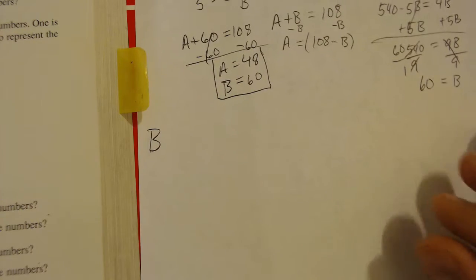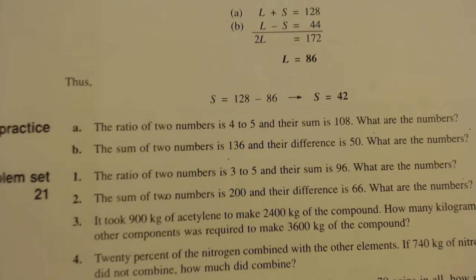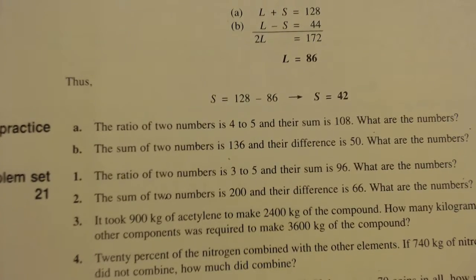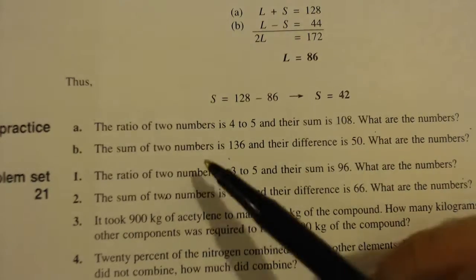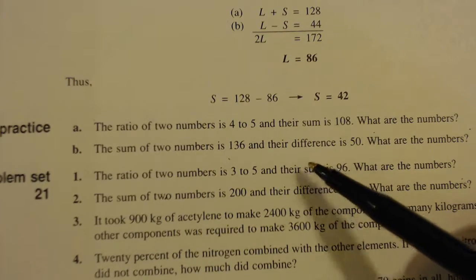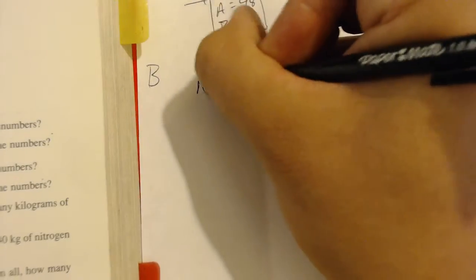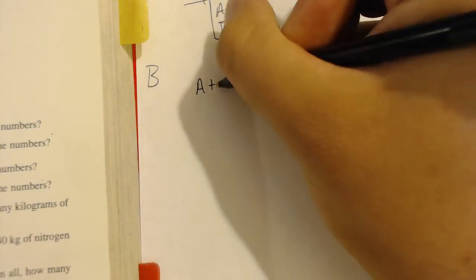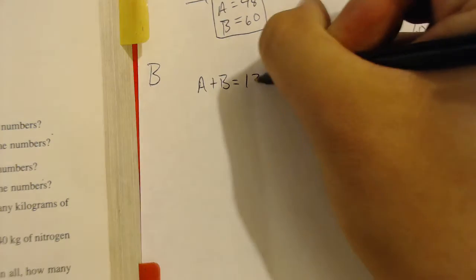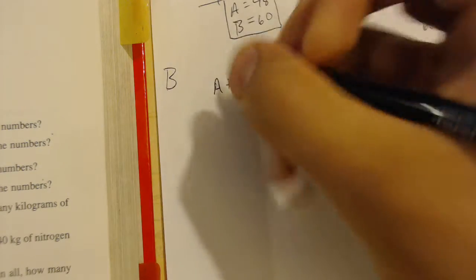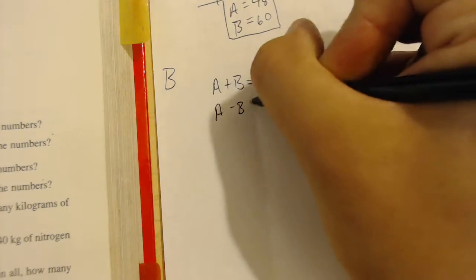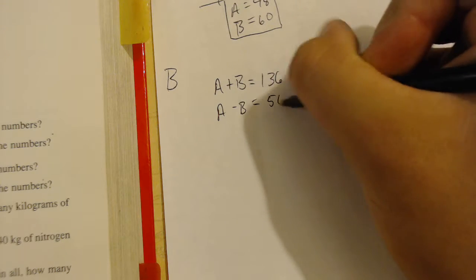Now the last problem is actually simpler than this. It reads that the sum of two numbers is 136 and their difference is 50. Sum being addition, difference being subtraction. We can just write two equations like this. We'll say the sum, since it adds up to 136, A plus B equals 136, and then the difference will just be the exact opposite. A minus B equals 50.